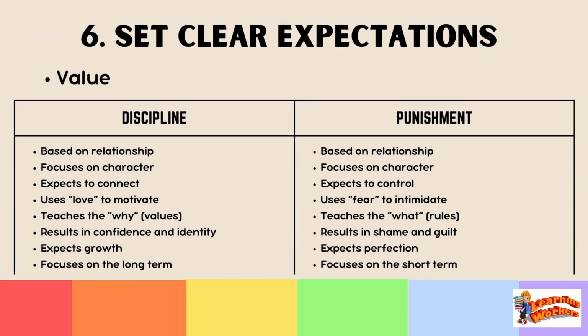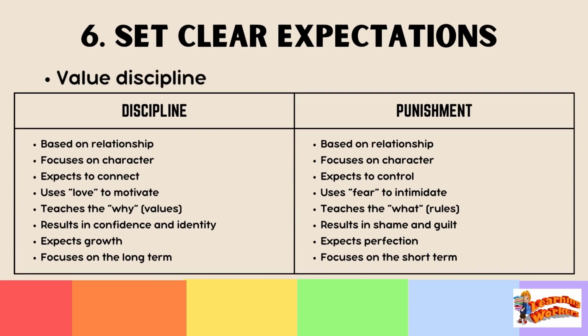6. Set clear expectations. Value discipline over punishment. Discipline is based on relationship, focuses on character, expects to connect, uses love to motivate, teaches the why values, results in confidence and identity, expects growth, and focuses on the long term. Punishment is based on relationship, focuses on character, expects to control, uses fear to intimidate, teaches the what rules, results in shame and guilt, expects perfection, and focuses on the short term.